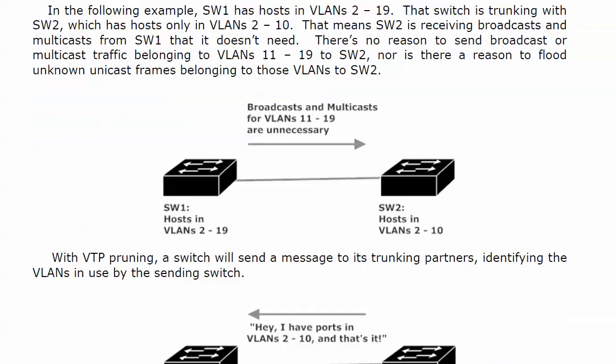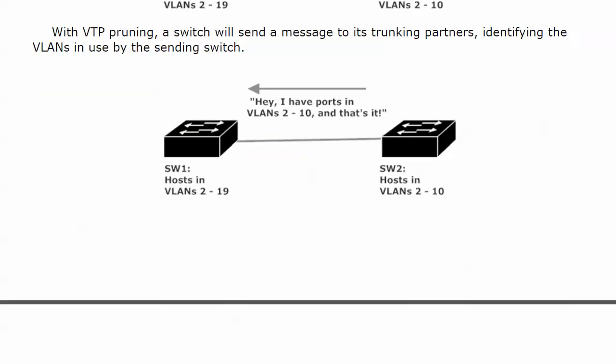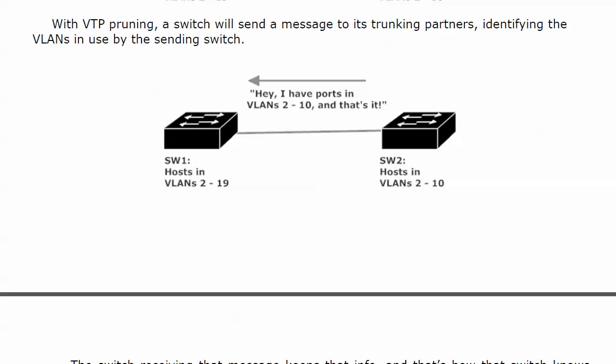There's no reason for it. Now, with VTP pruning, what a switch does is send a message to its trunking partners identifying the VLANs in use by the sending switch. So here, switch 2 would say, hey, I've got ports in VLANs 2 through 10, that's it. Don't send me anything else with any of the other non-default VLANs. The reason I didn't list 1 and 1002 through 1005 is that you can't prune those VLANs. You can only prune the non-default ones.